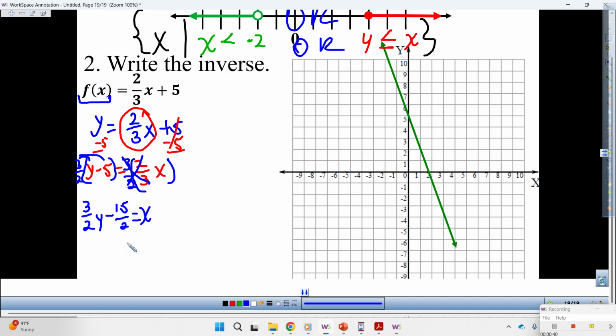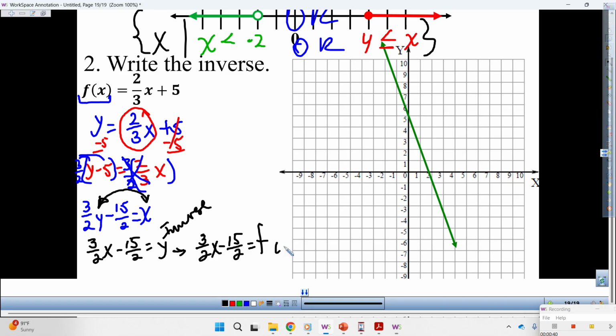Are we there so far? Yes? All right. Next. Is that the inverse? Well, we already solved for x, but is that the inverse? No, we switch the variables. So there we have 3/2 x minus 15/2 equals y. And last but not least, and this is what we call the inverse, we write it in function notation. 3/2 x minus 15/2 equals f of x.